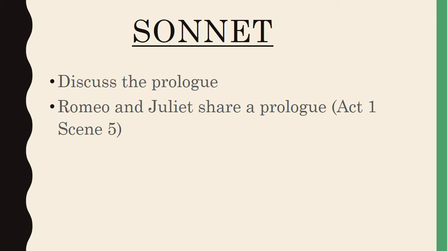Also in Act 1, Scene 5, Romeo and Juliet share a prologue. It's as if it's one prologue, but they take it in turns to talk. And if you put their dialogue together, it creates a sonnet. And this might show that they were always meant to be together. Maybe it shows that they were destined to be together, that their love was true love.